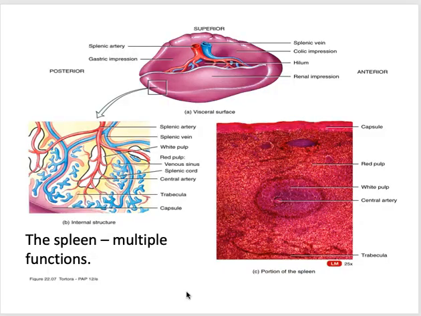Next slide. The spleen actually has multiple functions, and you remember the spleen is in the upper left region of the quadrants inside of the body. It's almost retroperitoneal. It sits pushed up by the stomach, and you can see that because you have a renal impression here, and you actually have a gastric impression here. So this is the renal part. It's pushing into the kidney.